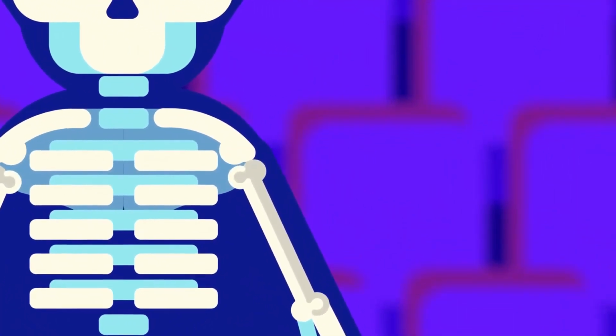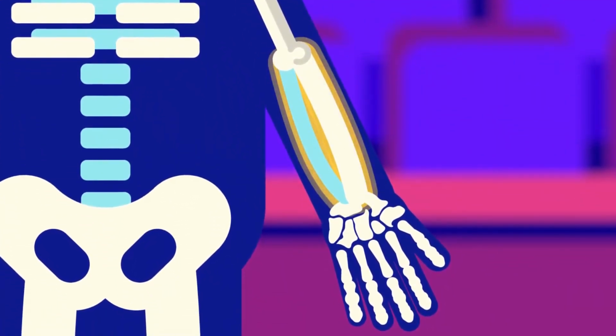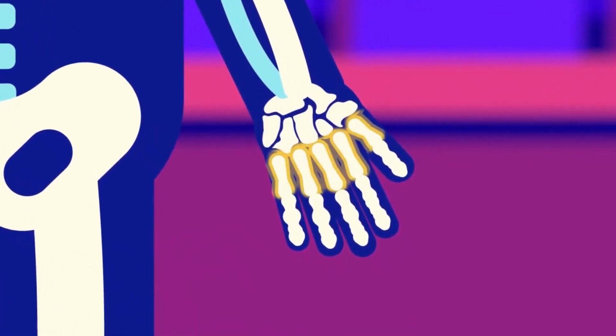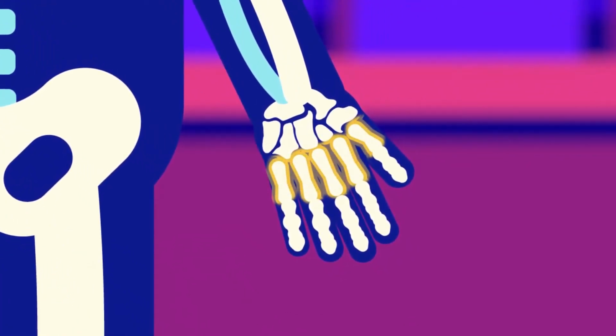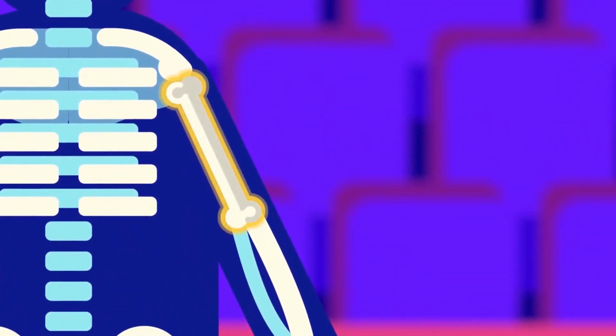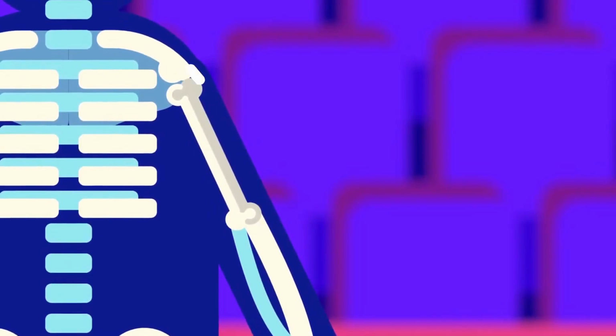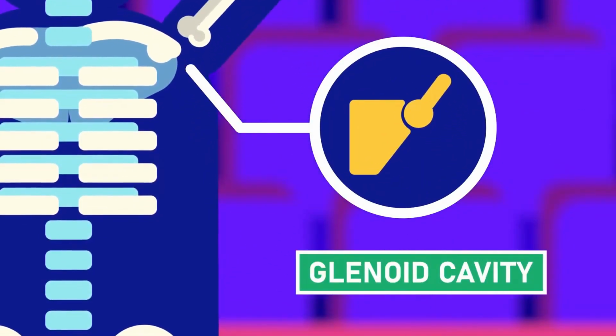The bones of our upper limb include the humerus, arm, the radius and ulna, forearm, the carpals of the wrist and the hand, which is made up of the metacarpal bones and the phalanges. The humerus is the single bone that runs from the shoulder to the elbow to form the arm. The humerus connects to our scapula at the glenoid cavity.